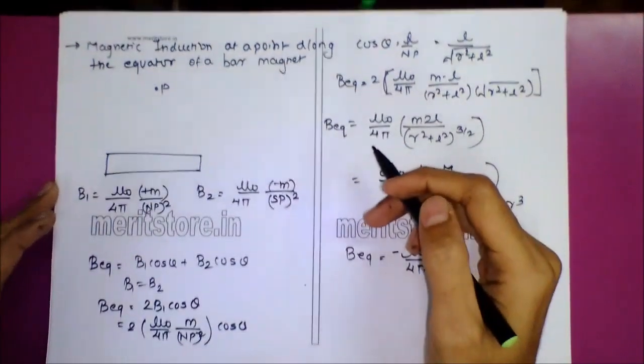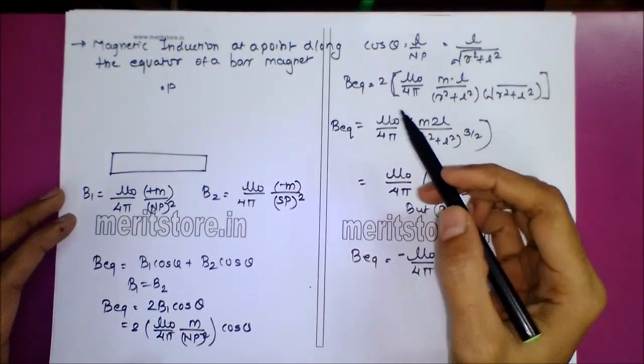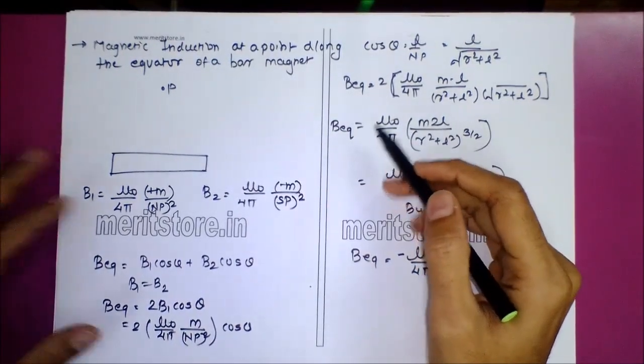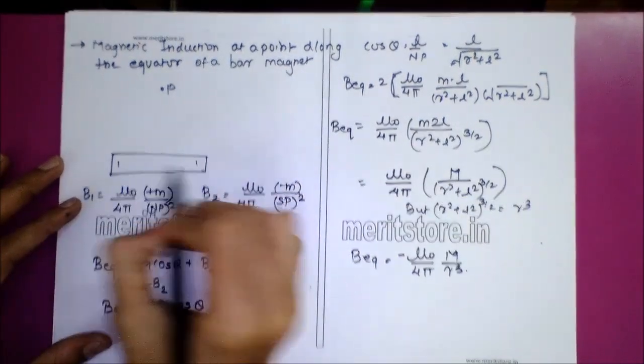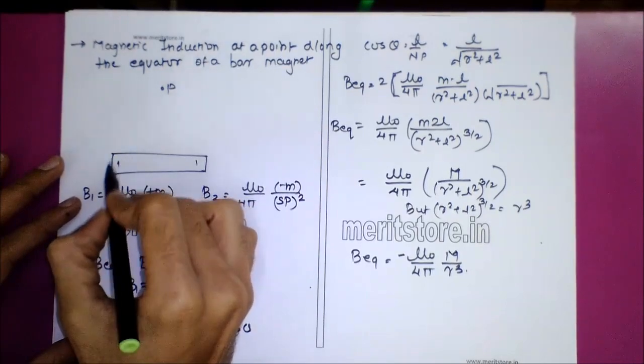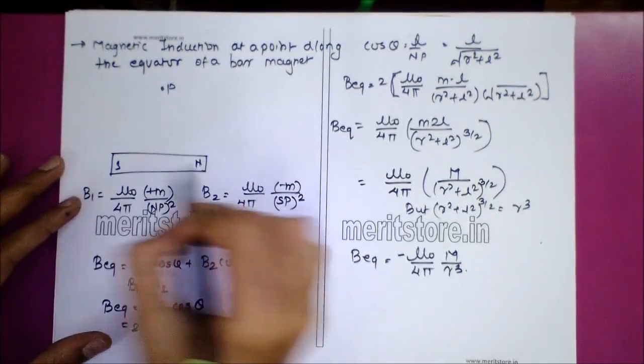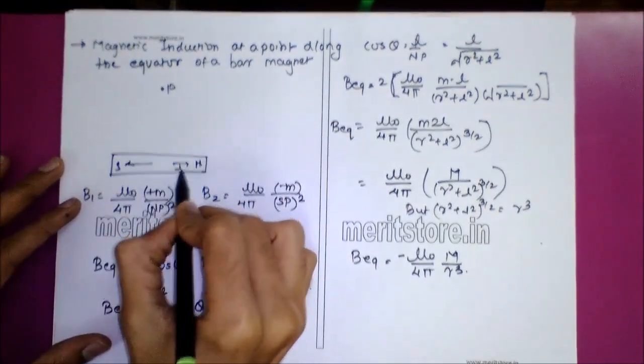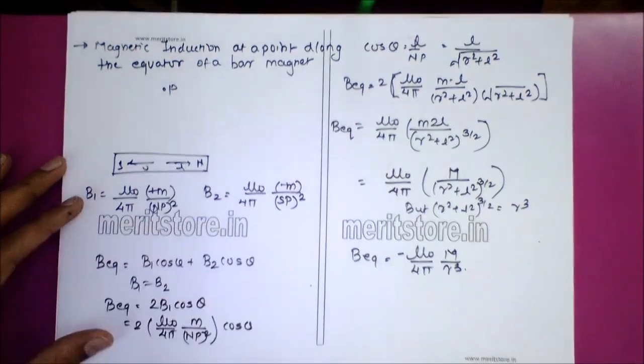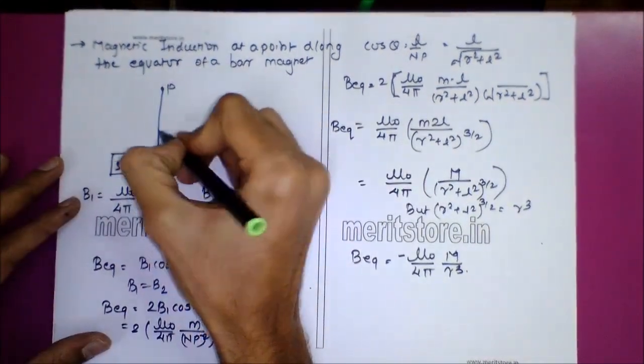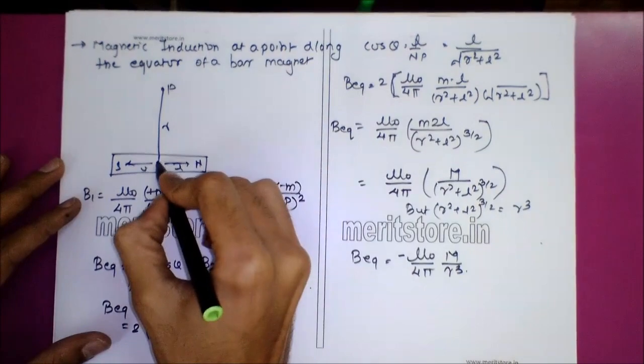Magnetic induction at a point along the equator of a bar magnet. Basically we have a magnet with a magnetic dipole moment. So this is your south direction, this will be your north. We have the length L, the magnetic length of the magnet. Then we have a point P, which is at a distance r from the center, along the equator.